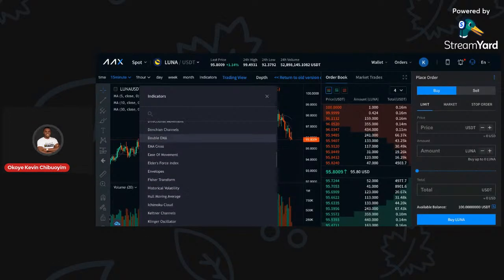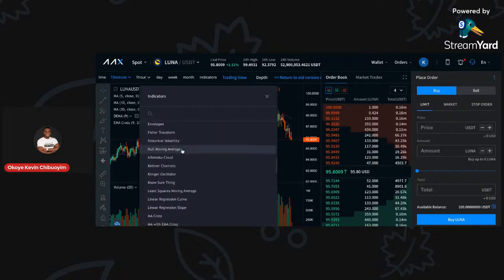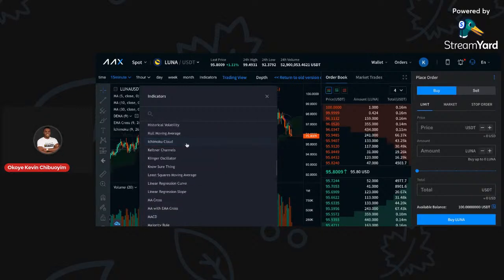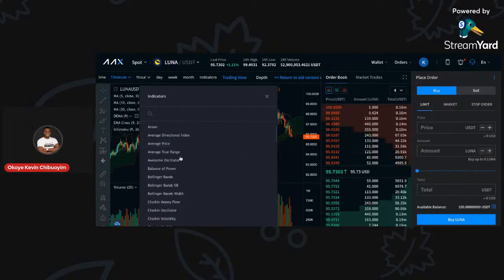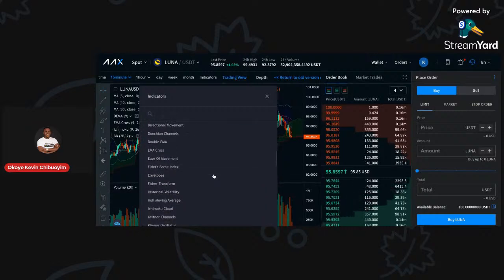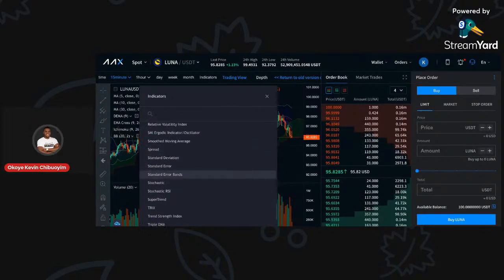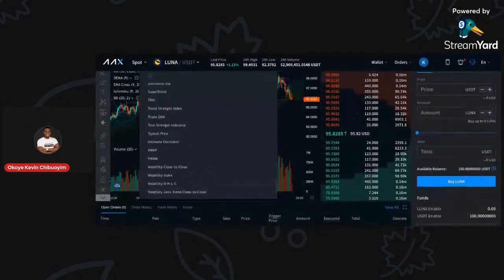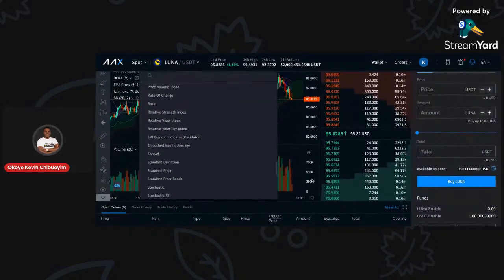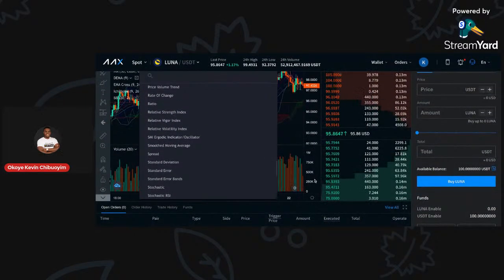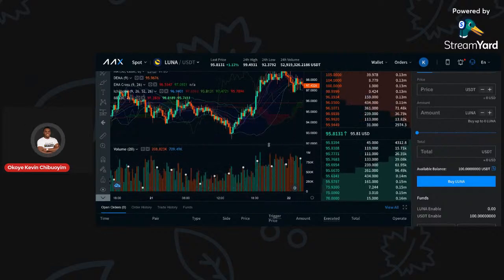This exchange is quite good. Double EMA cross, Ichimoku cloud, my favorite indicator. Where's Bollinger bands? This is Bollinger bands. Interesting. So many indicators. This is almost like TradingView itself. I guess they pull the data from TradingView. So let's see. All the indicators are there.